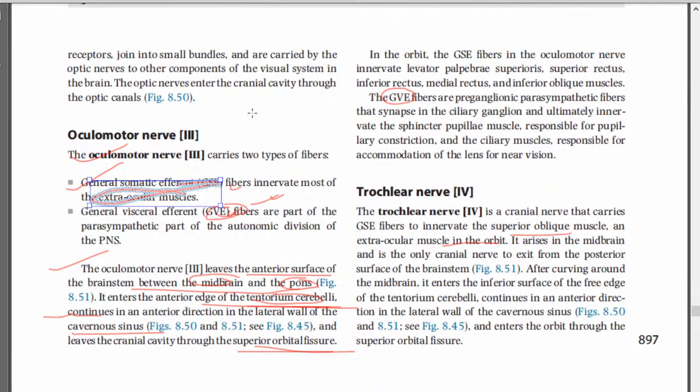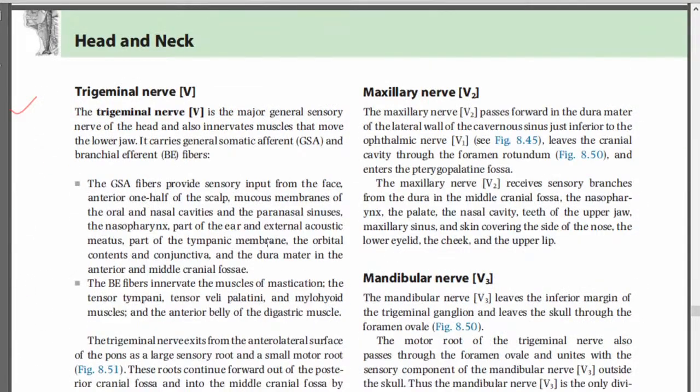The trochlear nerve supplies the superior oblique muscle, an extraocular muscle. It arises from the midbrain and is the only cranial nerve to exit from the posterior surface of the brainstem. This is important. After curving around the midbrain, it enters the inferior surface of the free edge of the tentorium cerebelli, continues in an anterior direction in the lateral wall of the cavernous sinus, and then goes out through the superior orbital fissure. Then there is something else, the trigeminal.